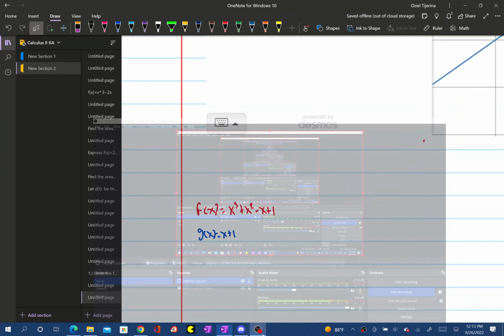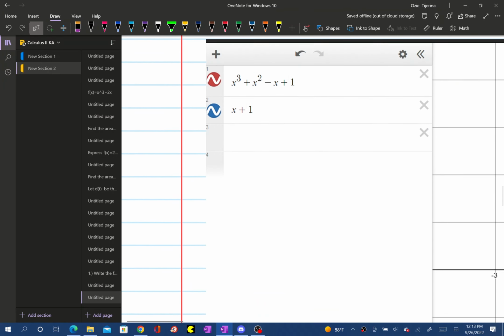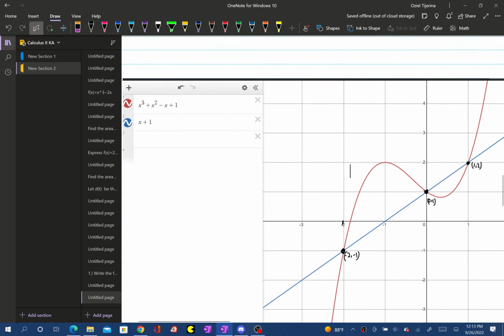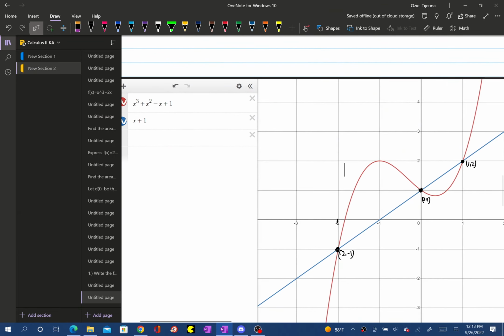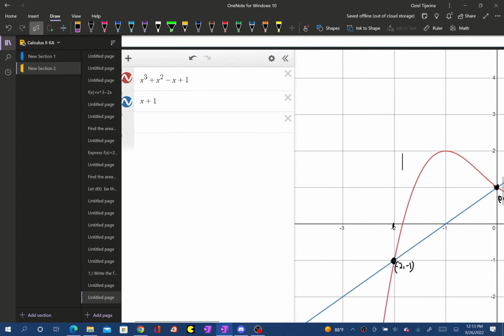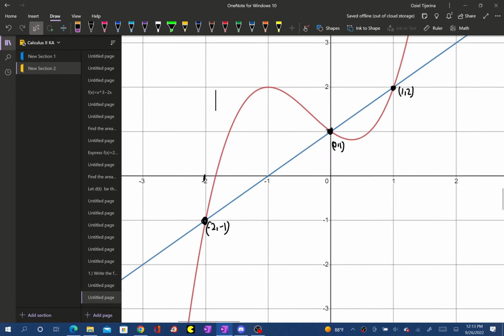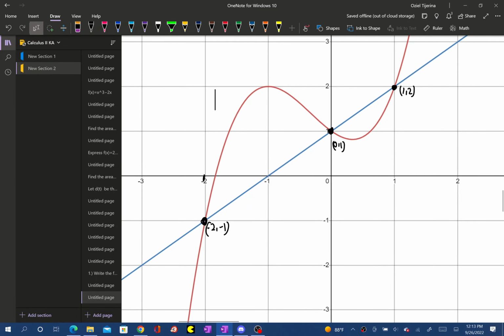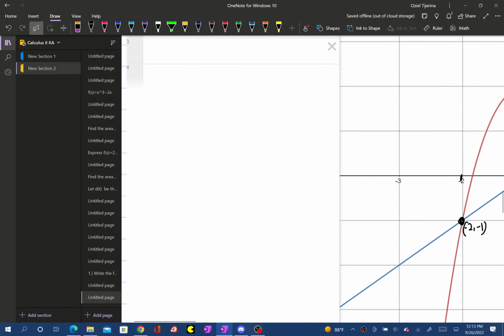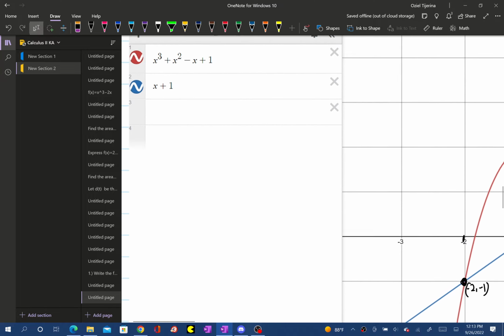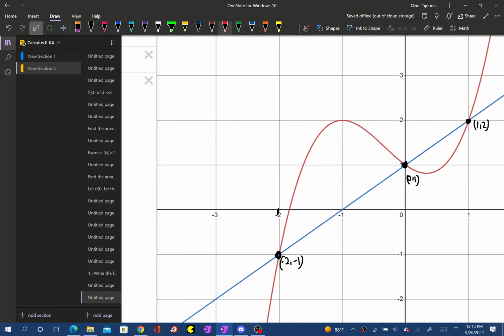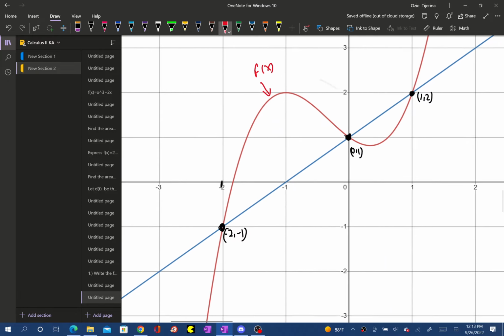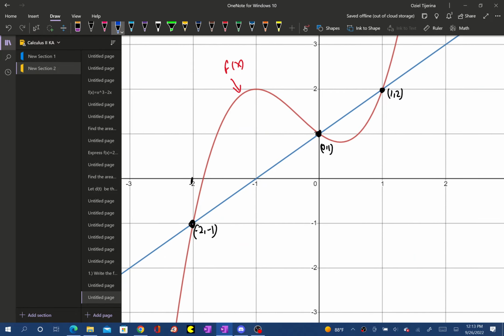Okay, so hi guys. I tried doing this problem earlier and I did it wrong, so I have to do it again. So the idea is that we want to find the area bounded by these two curves. One of them I'm going to call f of x, this one, and the blue one I'm going to call g of x, okay?